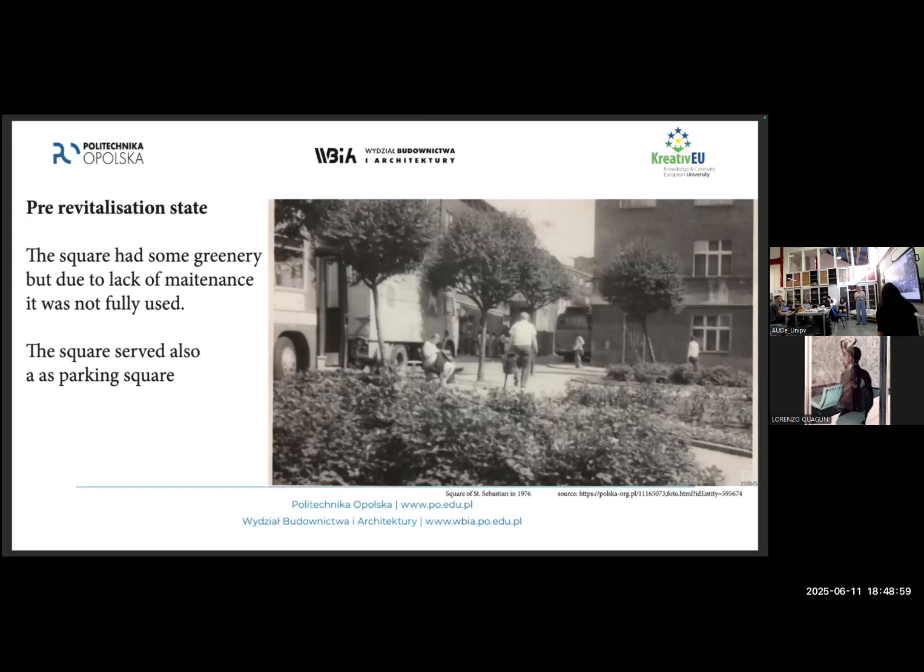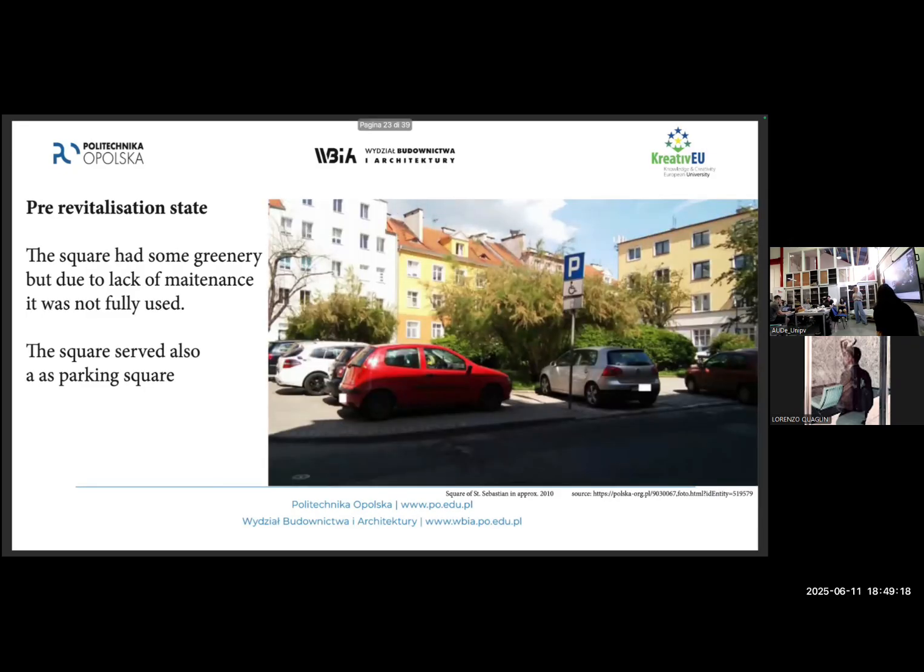I was looking hard for some historical pictures, but I could not really find a good one. But you can see already in this picture that the square had some greenery in the past. This is a picture from more or less the 70s. We can go on.